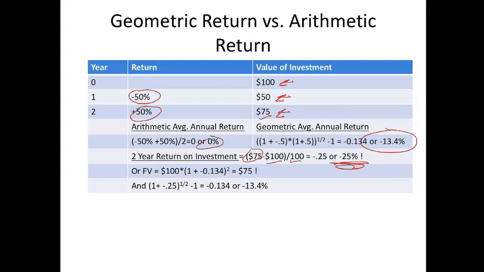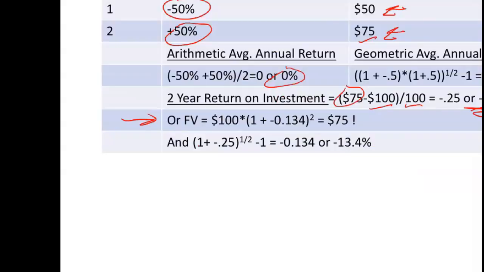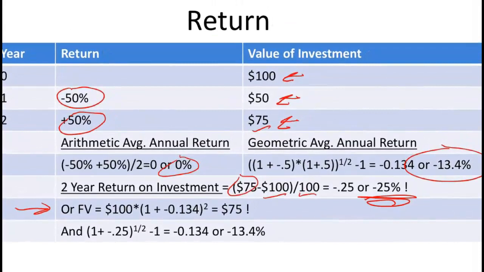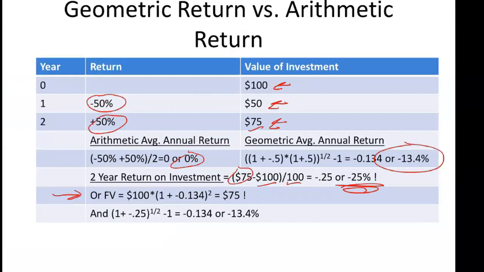Now, we could use our time value of money principles, right? Future value is equal to, we invested $100 multiplied by 1 plus the rate of return of a negative 13.4%. Got to put that in decimal form. Raised to 2 because it's 2 periods. That gives us the $75. And if we look at our 2-year return of a negative 25%, 1 plus the negative 0.25 raised to 1 over 2 because there are 2 periods, minus 1, also gives us that negative 13.4%.